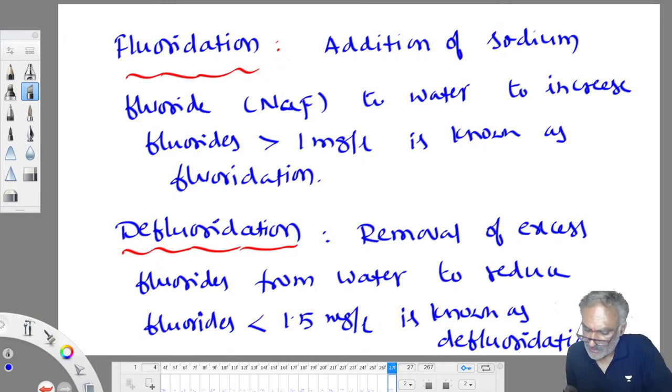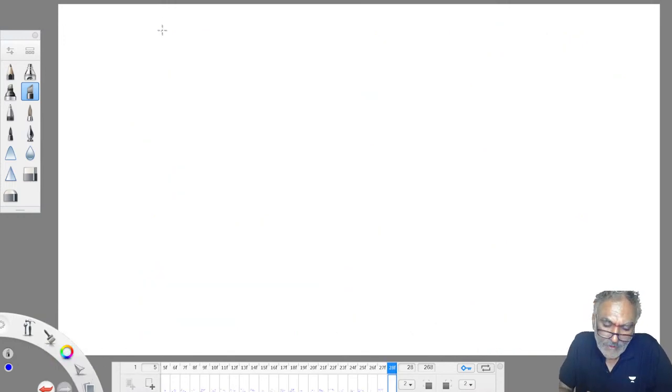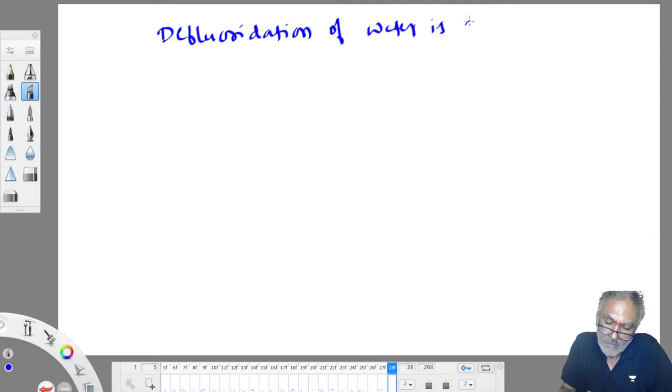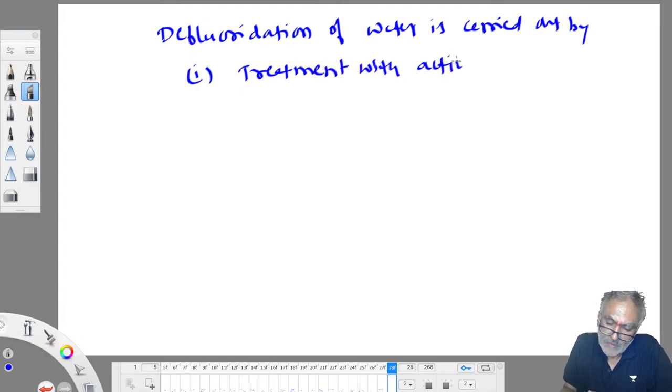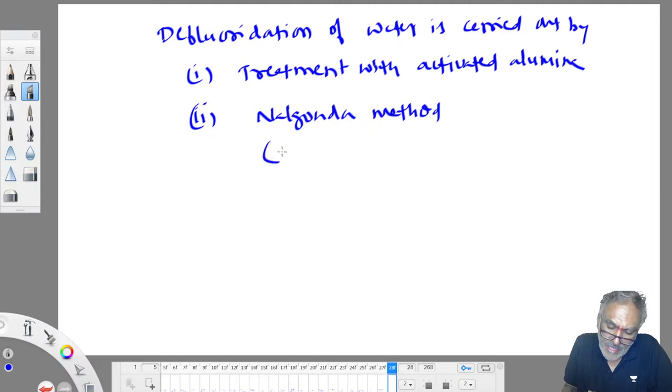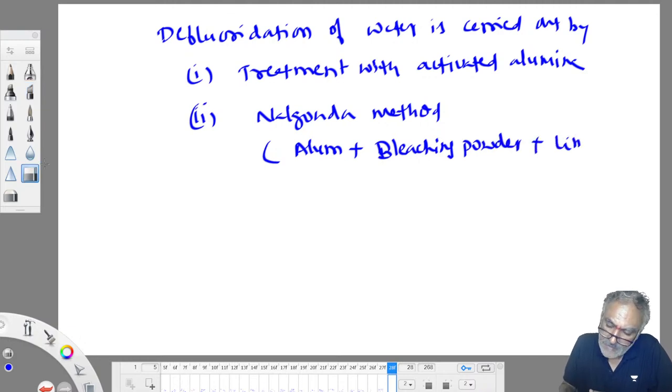Okay, so this defluoridation of water we carry out by different methods. Treatment with activated alumina, or the Nalgonda method. We also have the Nalgonda method. In the Nalgonda method, they add three things. One is alum, second is bleaching powder, third is lime, quick lime, lime powder. These three things are added to water to remove fluorides from water.